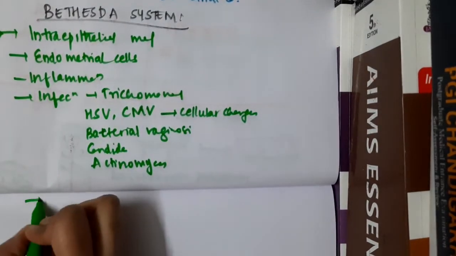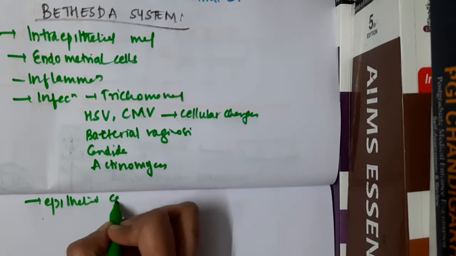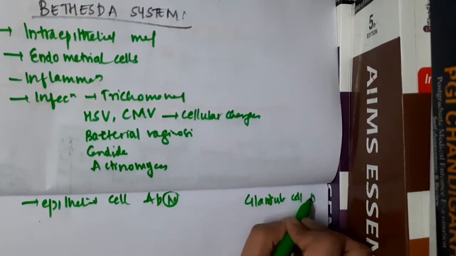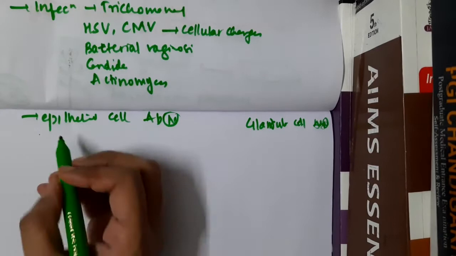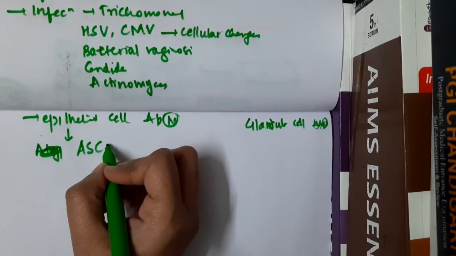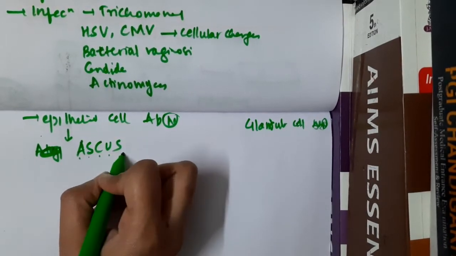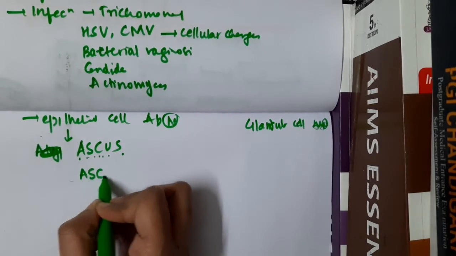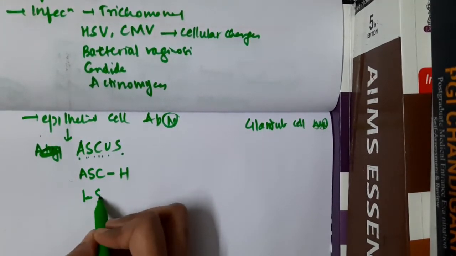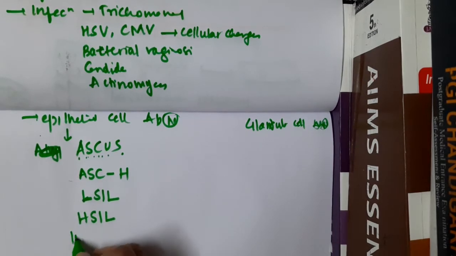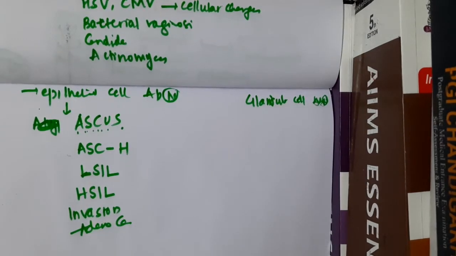Along with that, pertaining to cancers, epithelial cell abnormalities can be seen, and also glandular cell abnormalities. Epithelial cell abnormalities include atypical squamous cells of unknown significance, which we call ASCUS, atypical squamous cells high grade, low grade squamous intraepithelial neoplasia, high grade squamous intraepithelial neoplasia, and if there are any features of invasion or adenocarcinoma.